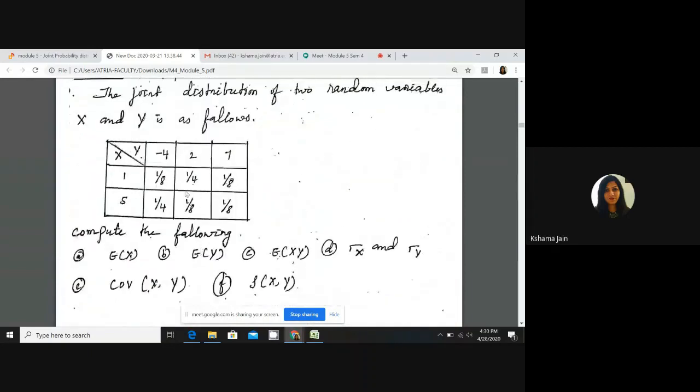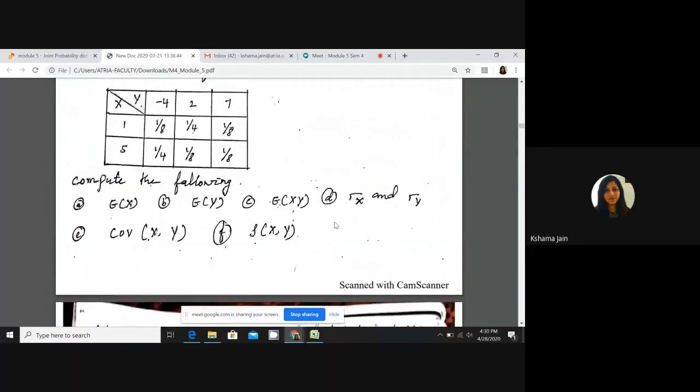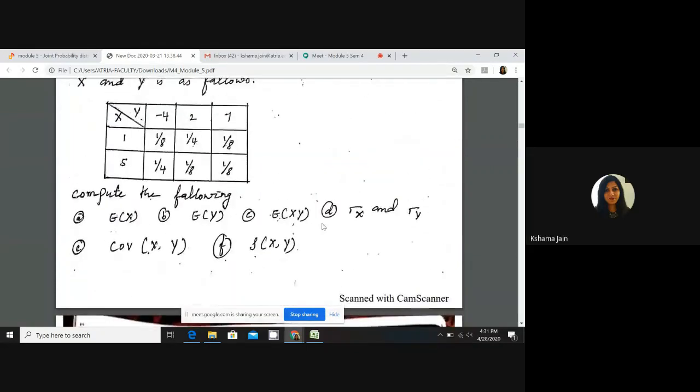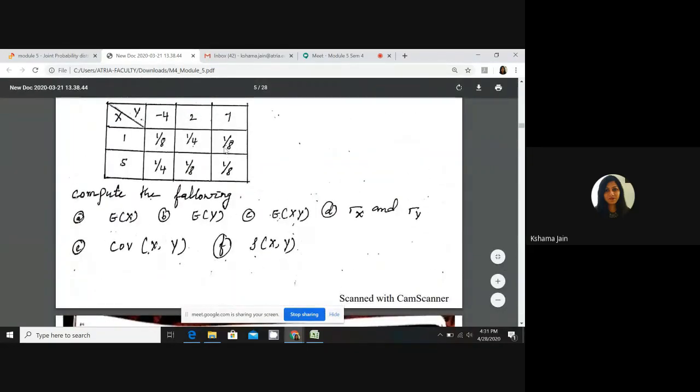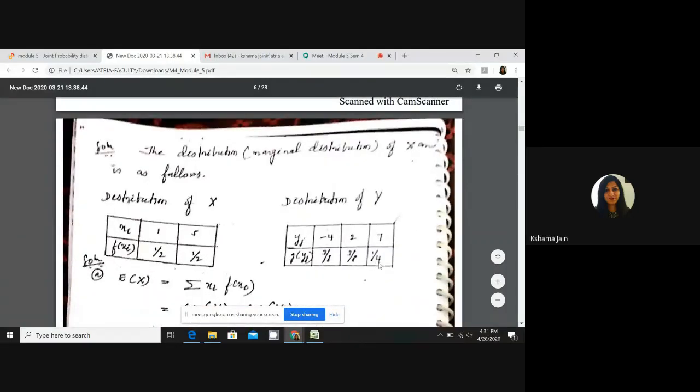This is for X. For Y, we will take columns, because Y equals minus 4 has 1 by 8 plus 1 by 4. If you add them, you will get 3 by 8. Keep a pencil or pen with you; on paper you can do it. 1 by 4 plus 1 by 8 will be 2 plus 1, that is 3 by 8 again. So 3 by 8. 1 by 8 plus 1 by 8 is 2 by 8, so it is 1 by 4. Like this. Clear, Vachan, or any doubt?